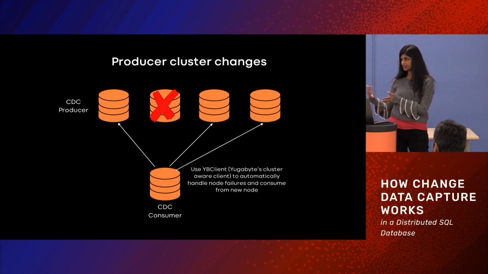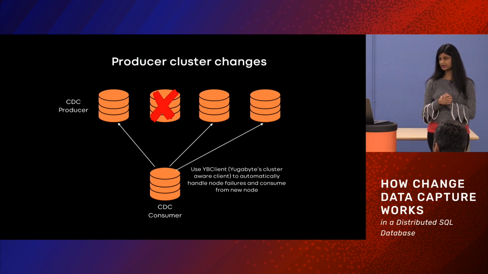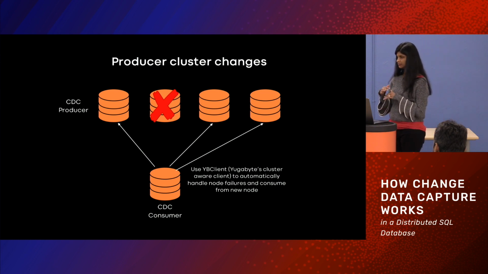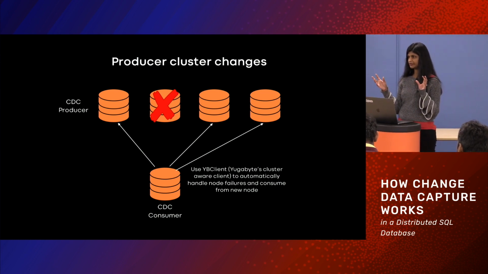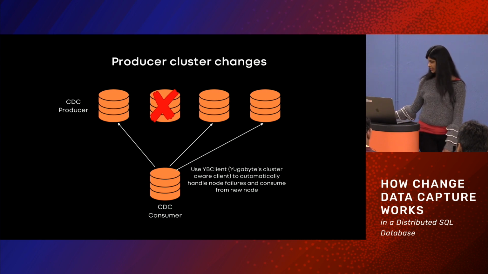It shouldn't need manual intervention, even though they are two separate clusters. That's where we used a smart YB client. It's basically Yugabyte's cluster-aware client, which keeps track of all the topology changes happening on the producer cluster and uses that to map the consumer tablets correctly. This makes the two clusters operate in a pretty automated fashion. Even when node failures happen or things change on the producer side, the consumer remains unaffected and is able to handle those changes automatically.